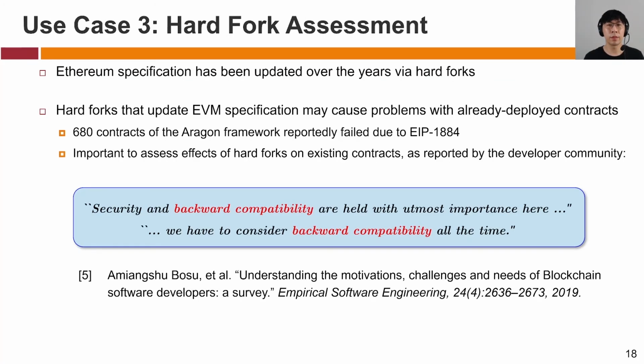The Ethereum specification has been updated over the years via hard forks. Hard forks may cause problems with already deployed contracts because they are immutable. In a recent survey, developers stated that maintaining backward compatibility is of utmost importance with blockchain platforms. Therefore, it is important to assess the effects of new hard forks on existing contracts before they become effective on the mainnet.